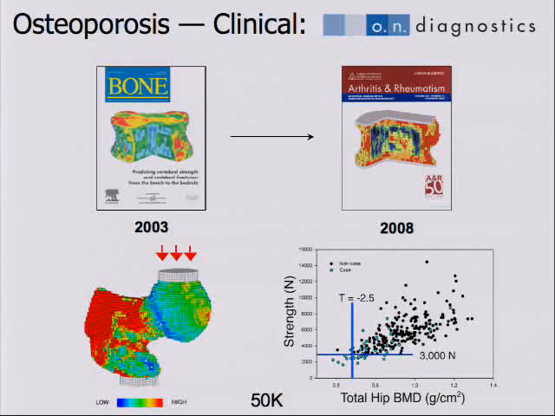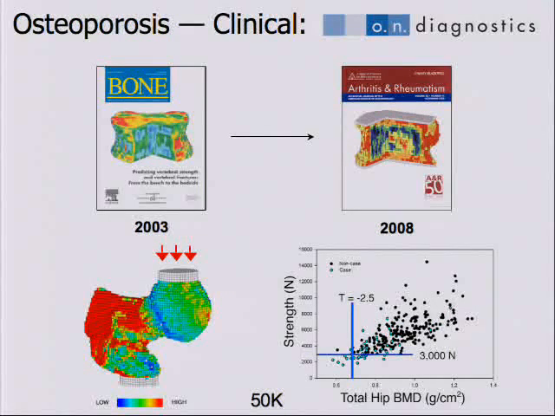So in 2003, this work appeared in a research journal. In 2008, this is a clinical journal. So we successfully translated this across. We spun out a company. And here are some results from a clinical study on real people. The blue dots here are people who have fractured their hip. So we CT scanned a whole bunch of folks, about 3,000 people, followed them for 7 years, and tried to predict who was going to break their hip and who wasn't.